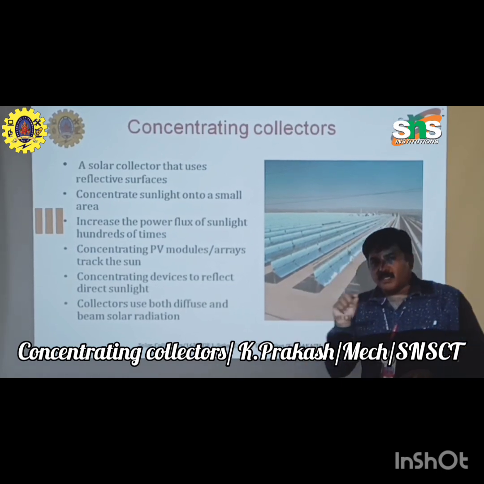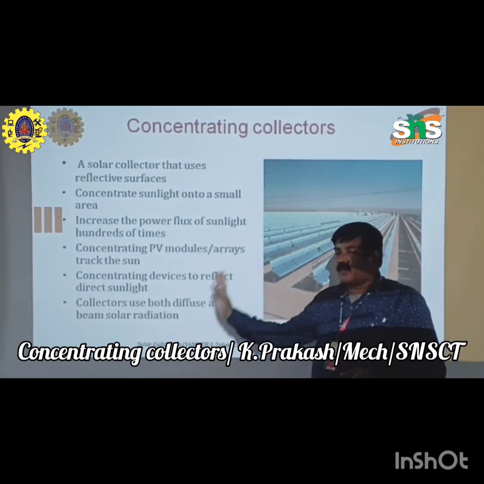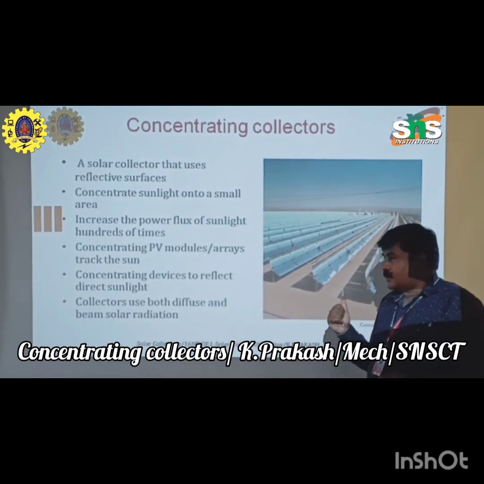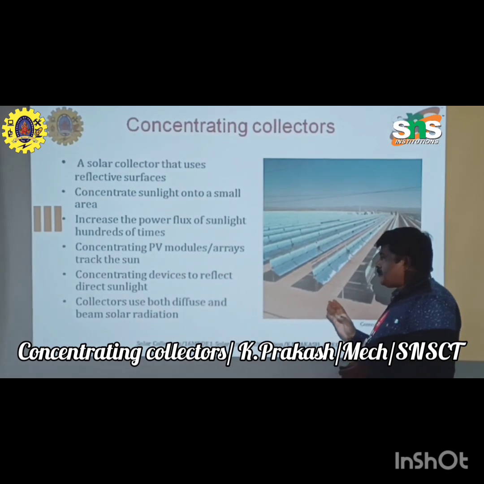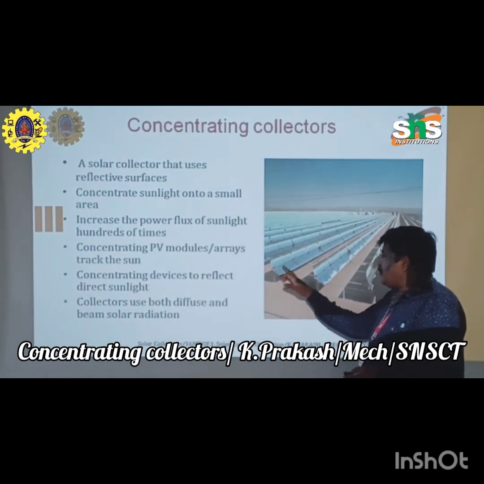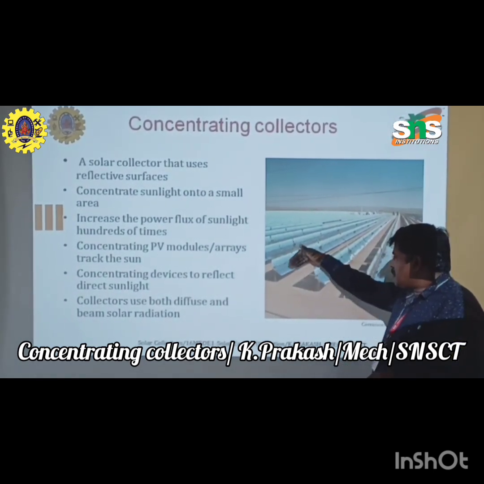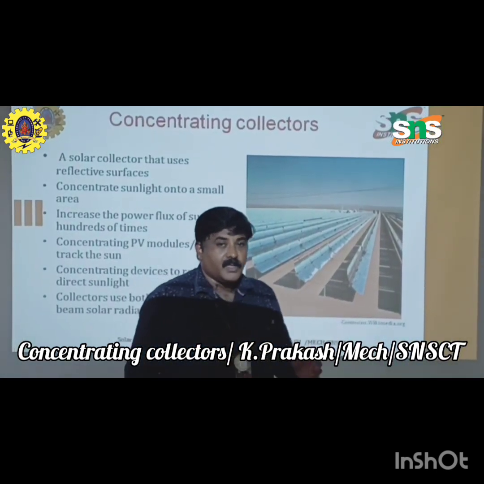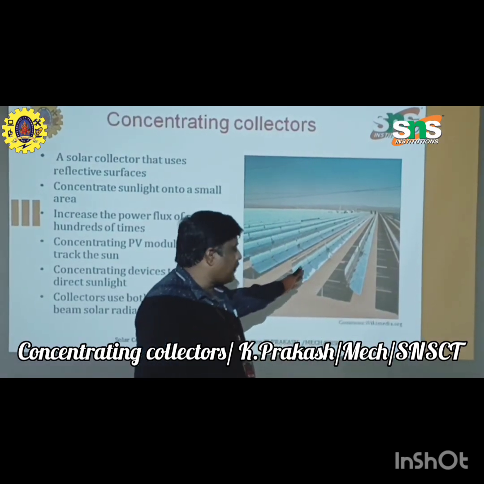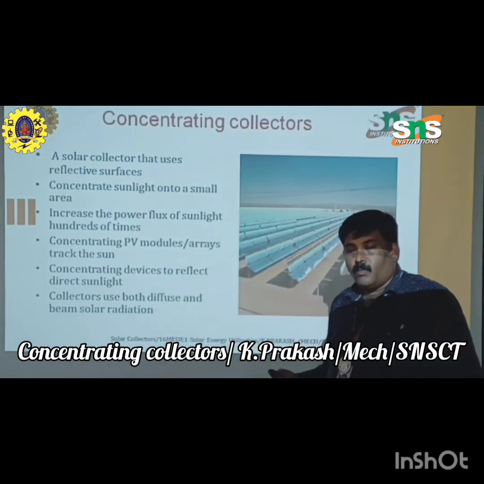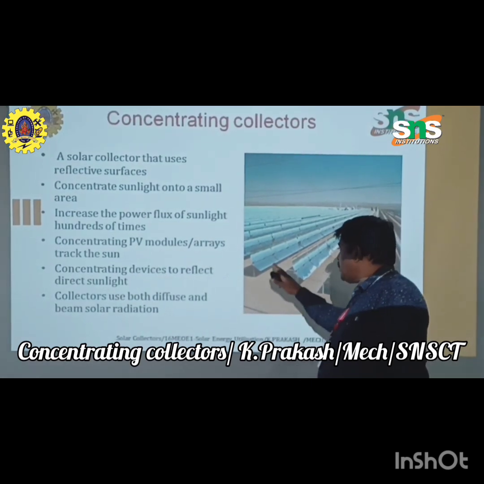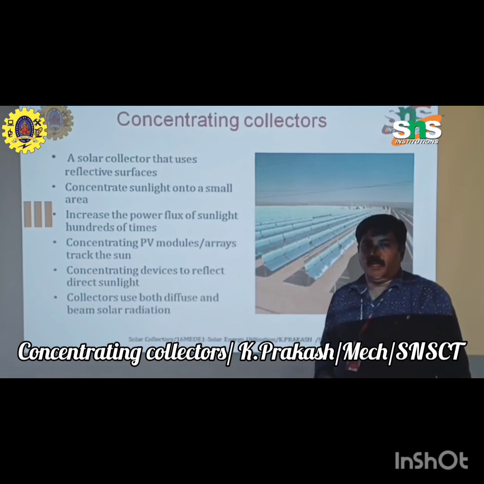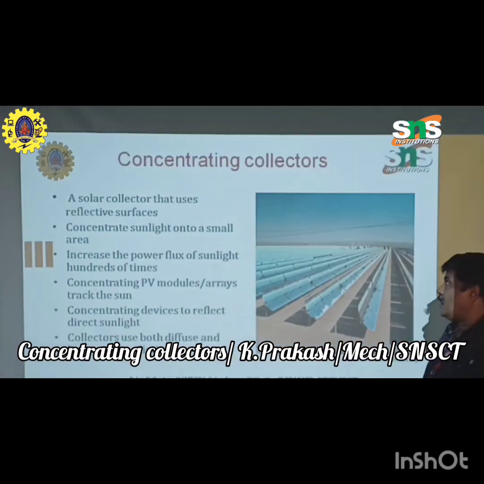Coming to the third one, as the concentration is more, the power flux of the sunlight increases hundreds of times. Here, the number of concentrating PV modules can be increased according to what is necessary, and based on the increase in number, we can obtain more energy. This collector also uses both the diffused radiation and the main radiation.